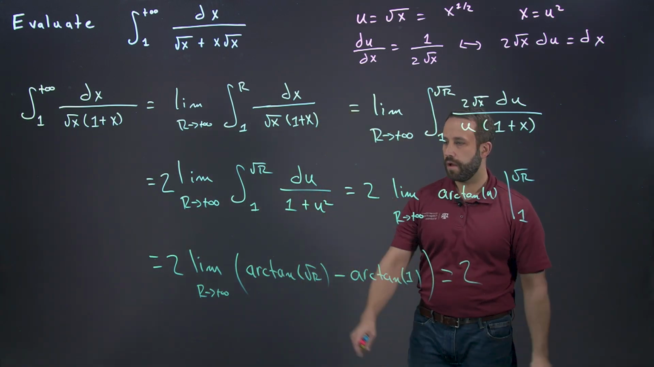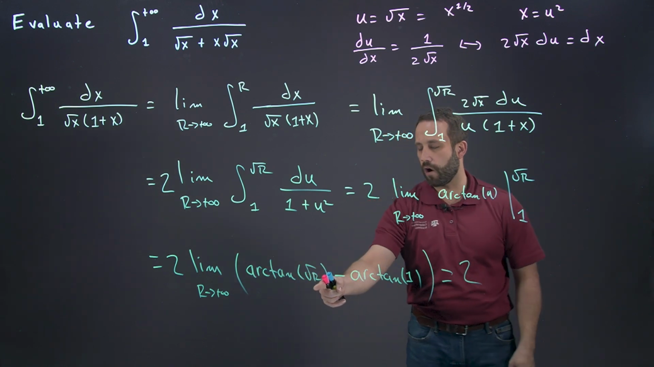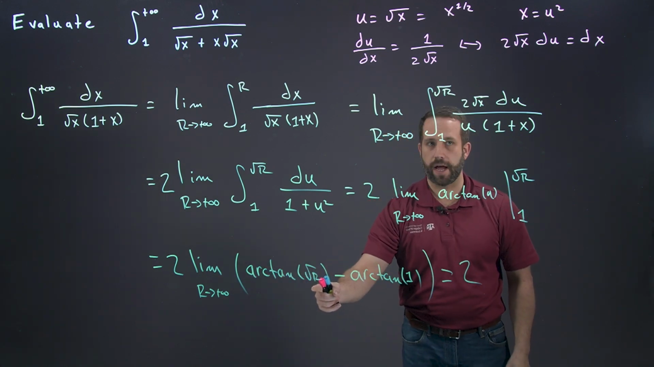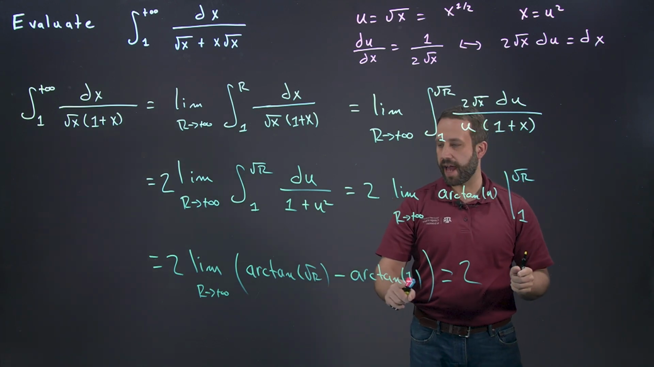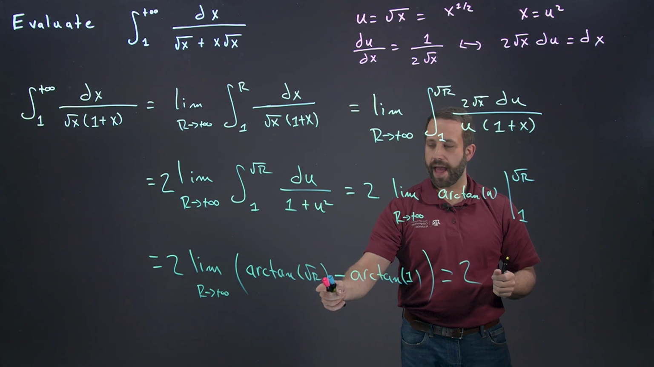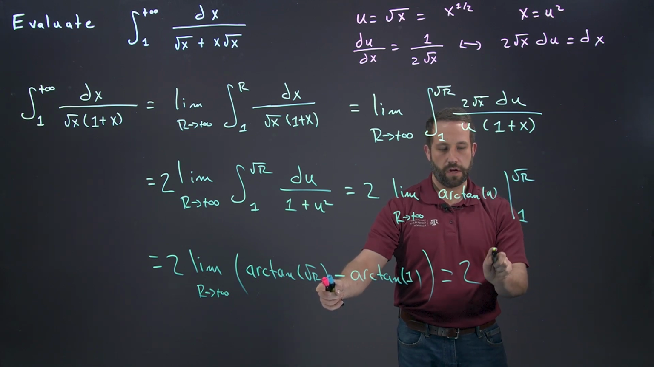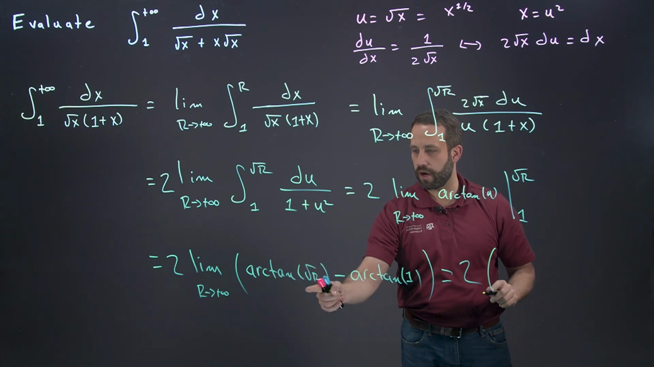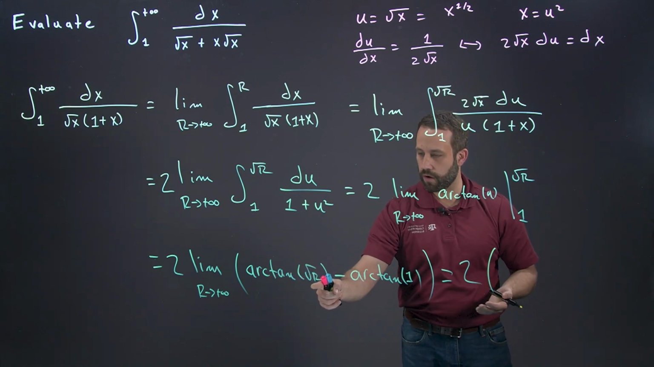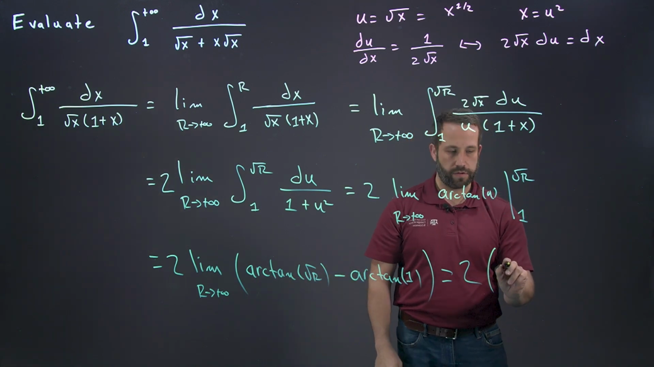So I'm going to have 2. Now the limit as r goes to infinity of arctan of the square root of r, well, this is going to be equal to pi over 2. So remember, as x goes to infinity, arctan of x goes to pi over 2. And as x goes to negative infinity, arctan of x goes to minus pi over 2. But in this limit, r goes to infinity, the square root of r goes to infinity, and so arctan of the square root of r goes to pi over 2.